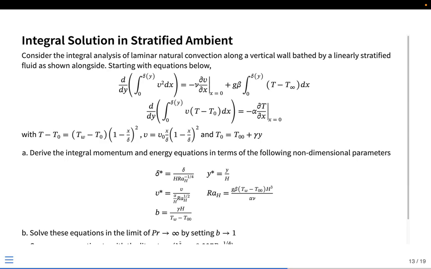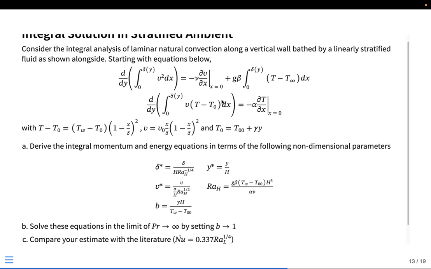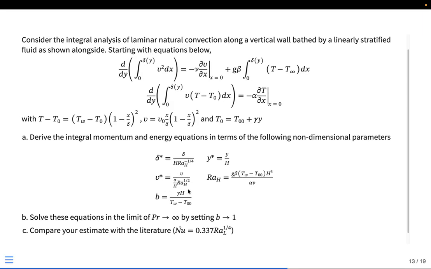So you can start by substituting these profiles into the governing equations, and then substitute this particular criteria that B tends to 1 and Prandtl number tends to infinity and see what equations you are getting. Once you get the equations, instead of trying to solve for delta directly, we will solve for these non-dimensional variables as we have done before. Solving in the non-dimensional form will give us a more generalized picture. So you define delta star as delta with respect to h; we already know delta scales as h Ra h to the power minus 1 by 4. So we'll use that scaling for delta star.